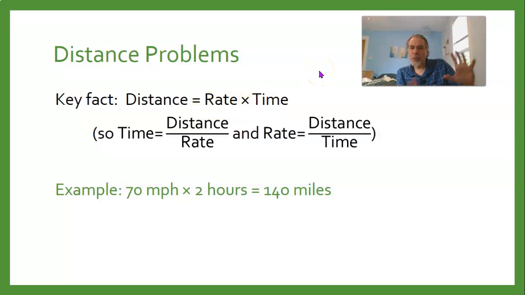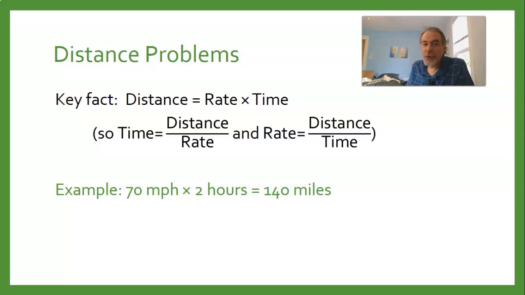And you can also rearrange that. Right now it gives distance in terms of rate and time, but you could divide both sides by rate and say time equals distance divided by rate. Or you could divide both sides of this equation by time and say rate equals distance divided by time. But that means if you know any two of those things, you can figure out the third one.